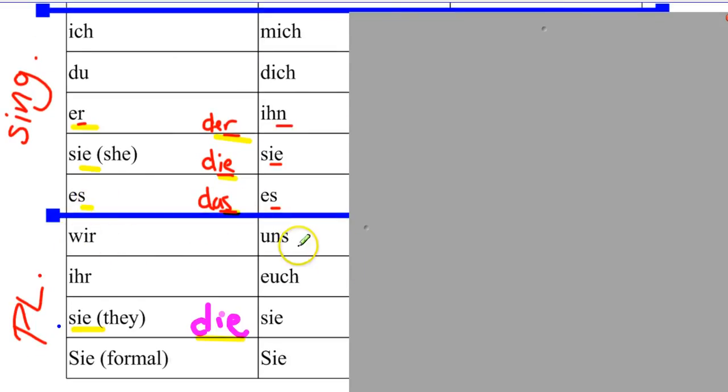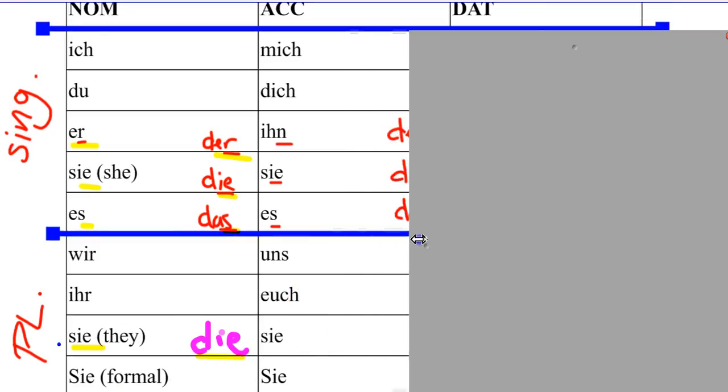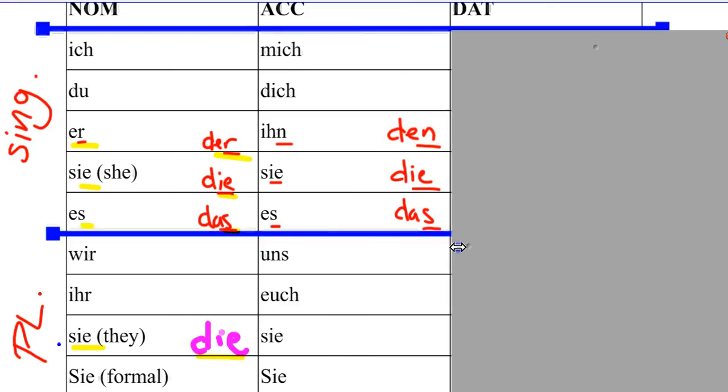So we becomes us, ihr, euch, sie, sie. And you can kind of remember this if you think about the der chart. Der, die, das, die, den, die, das, die. Let me go ahead and write that.